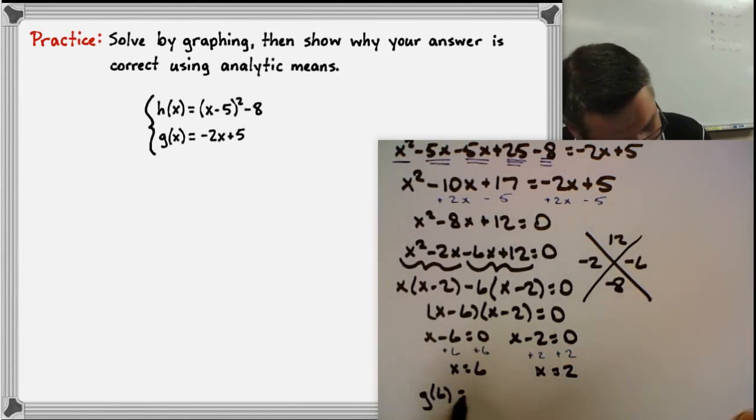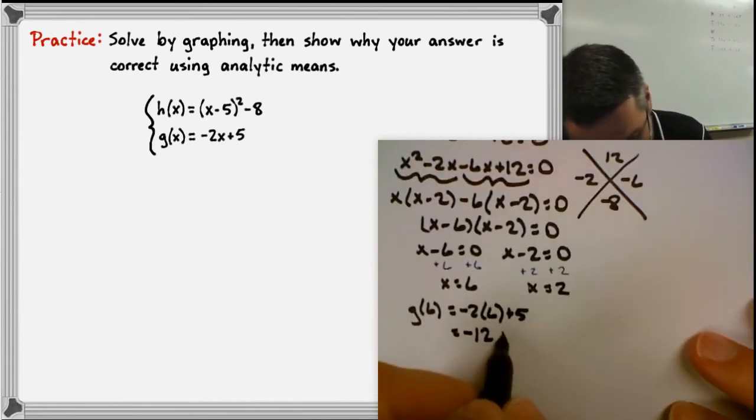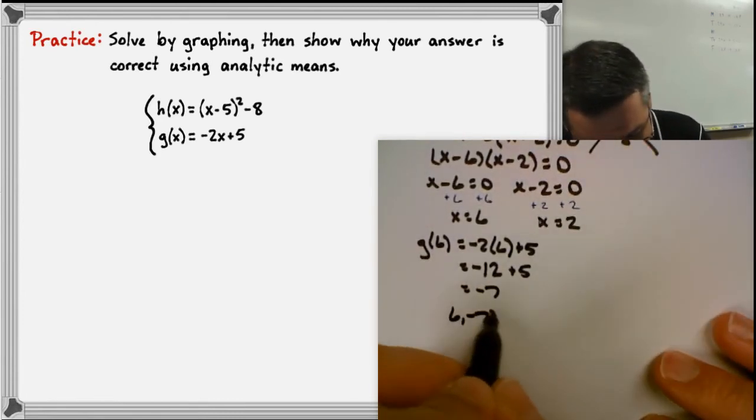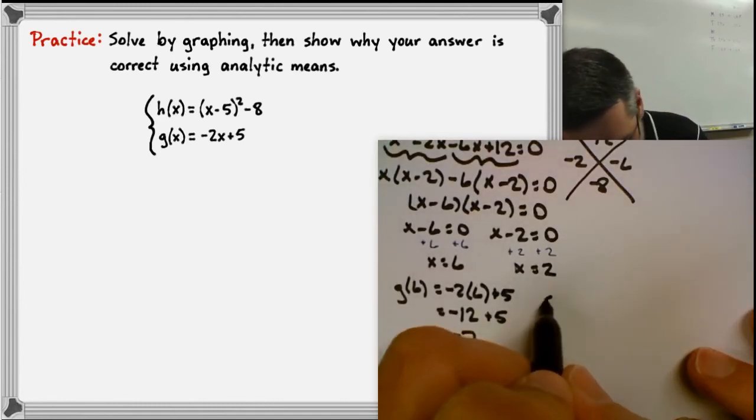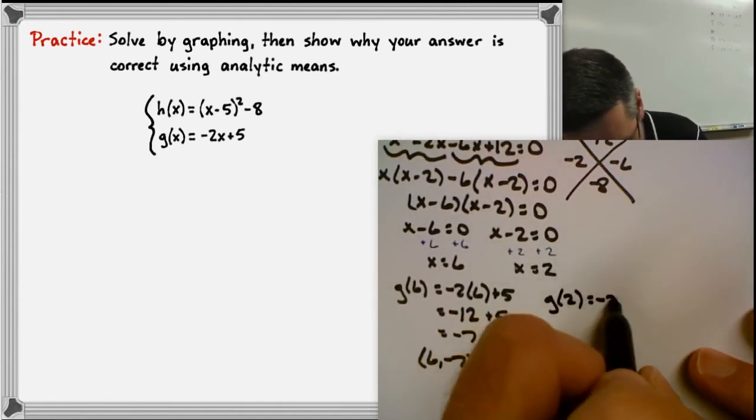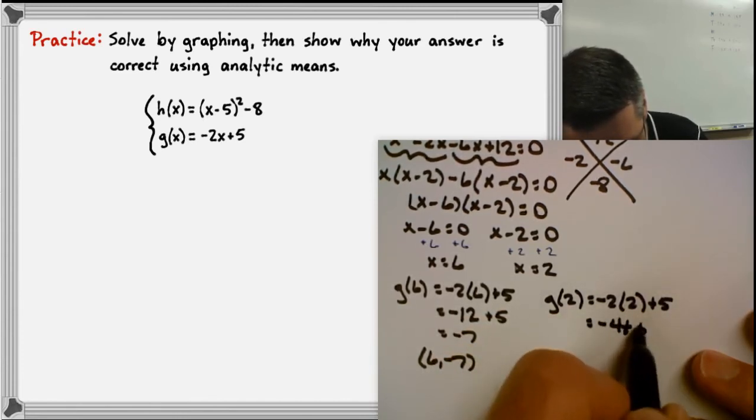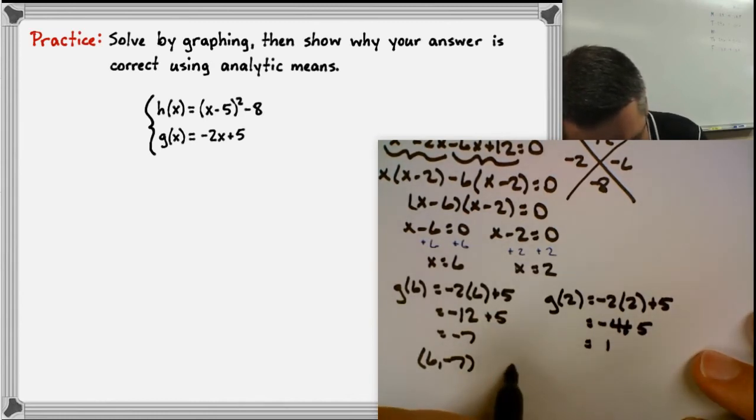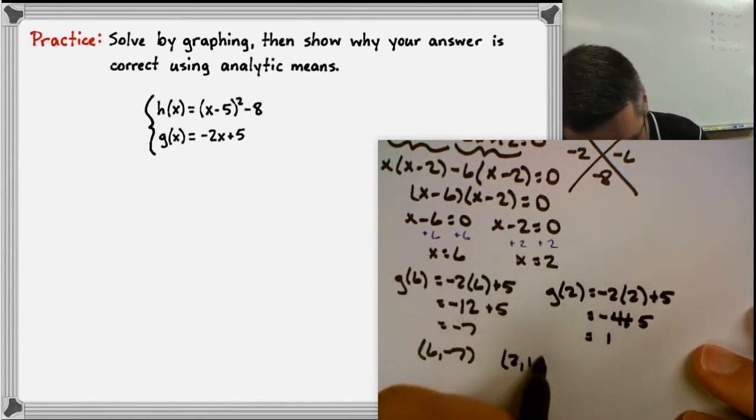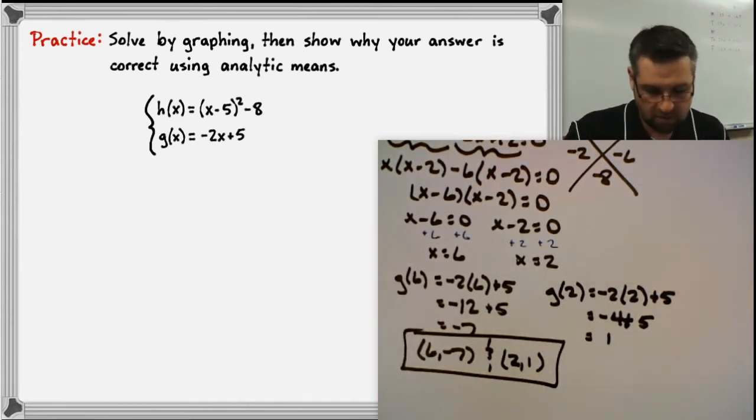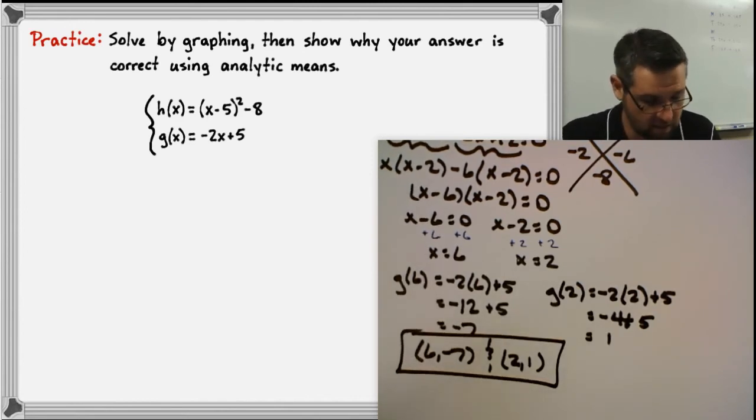So g of 6 is equal to -2 times 6 plus 5. So that's going to be -12 plus 5, which is -7. So one answer is 6 comma -7. And then the other answer, we'll go ahead and plug in 2. G of 2 is going to be equal to -2 times 2 plus 5, which is -4 plus 5, which is 1. So our second answer is going to be 2 comma 1. So these are the two places that these functions intersect, 6 comma -7 and 2 comma 1.